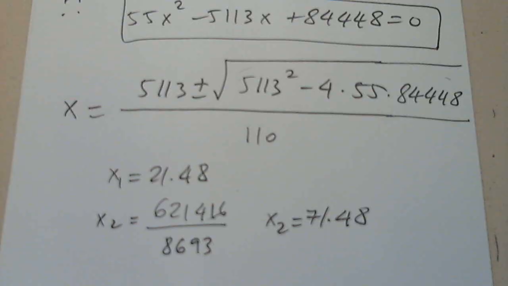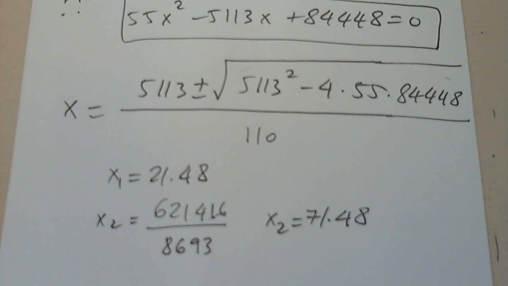Now, use a comma to separate answers and round to the nearest year. So the nearest year for 21.48 is 21. And they want a comma, fine. And the other one is 71.48, so I'm going to put 71. And I check my answer.